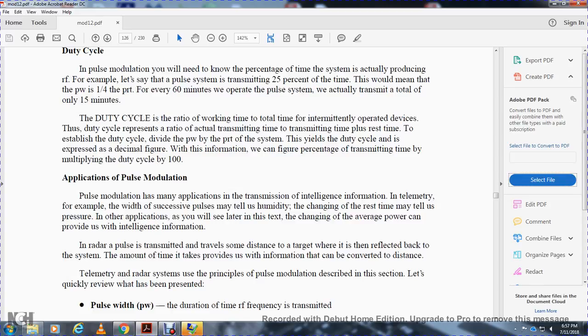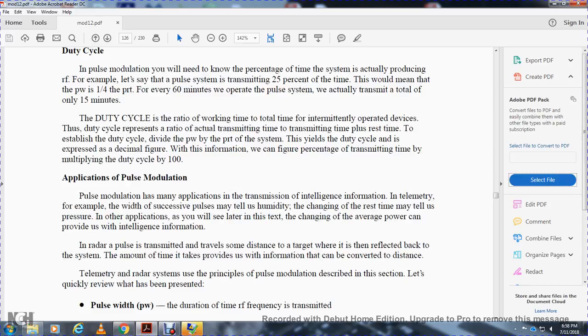All right, the applications of pulse modulation. Pulse modulation has many applications: transmission of intelligent information, telemetry. For example, the width of successive pulses may tell us the humidity change. The rest time may tell us the pressure. You will also see this later in this test. Changes in average power provide the intelligent information.